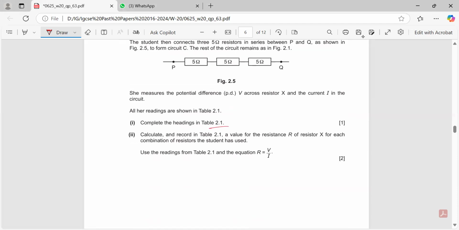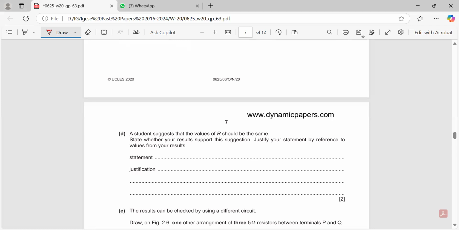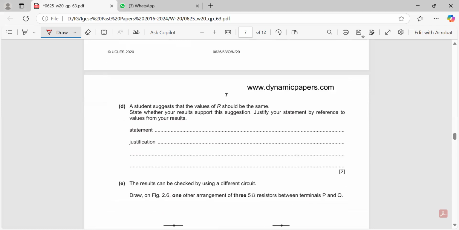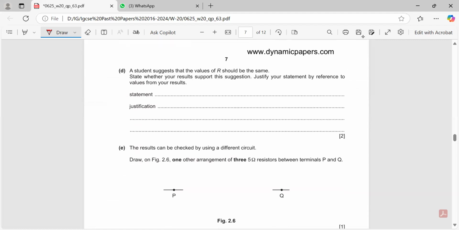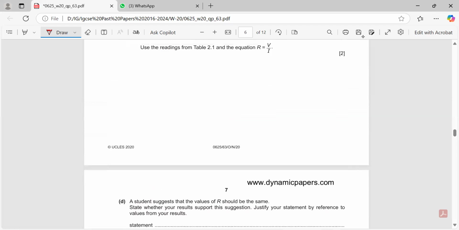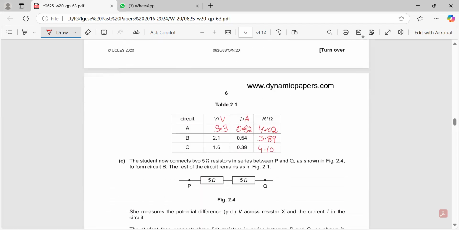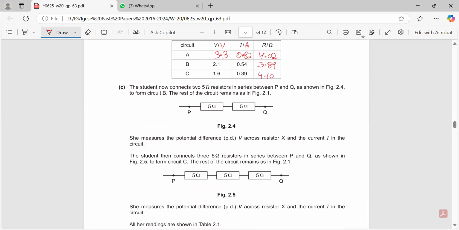Now after doing so, here is the question. A student suggests that the values of R should be the same. State whether your results support this suggestion. Justify your statement by reference to the values from your results. So what we are going to do, first we will calculate percentage error. If it is less than 10%, okay. If it is more than 10%, then it is not okay, it will be no.